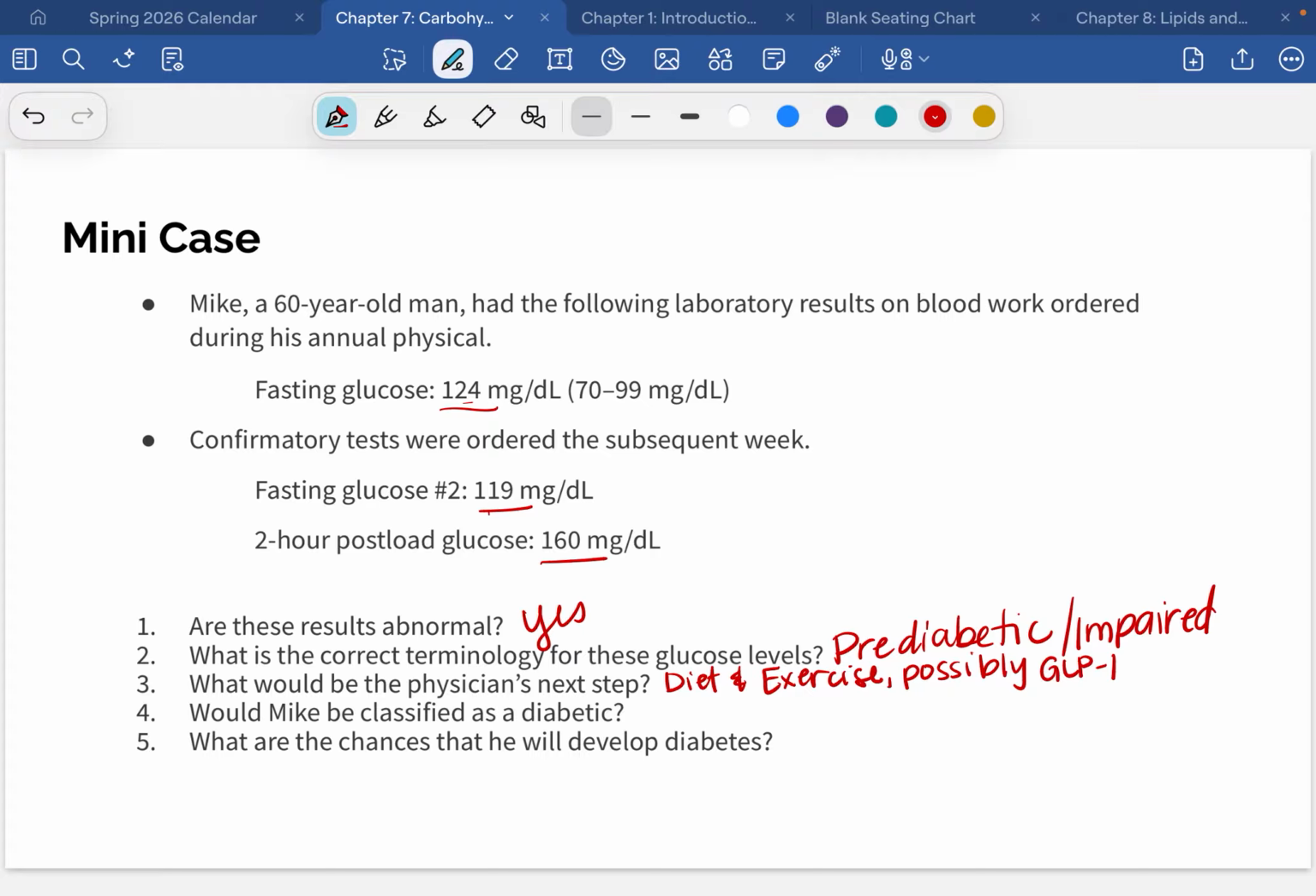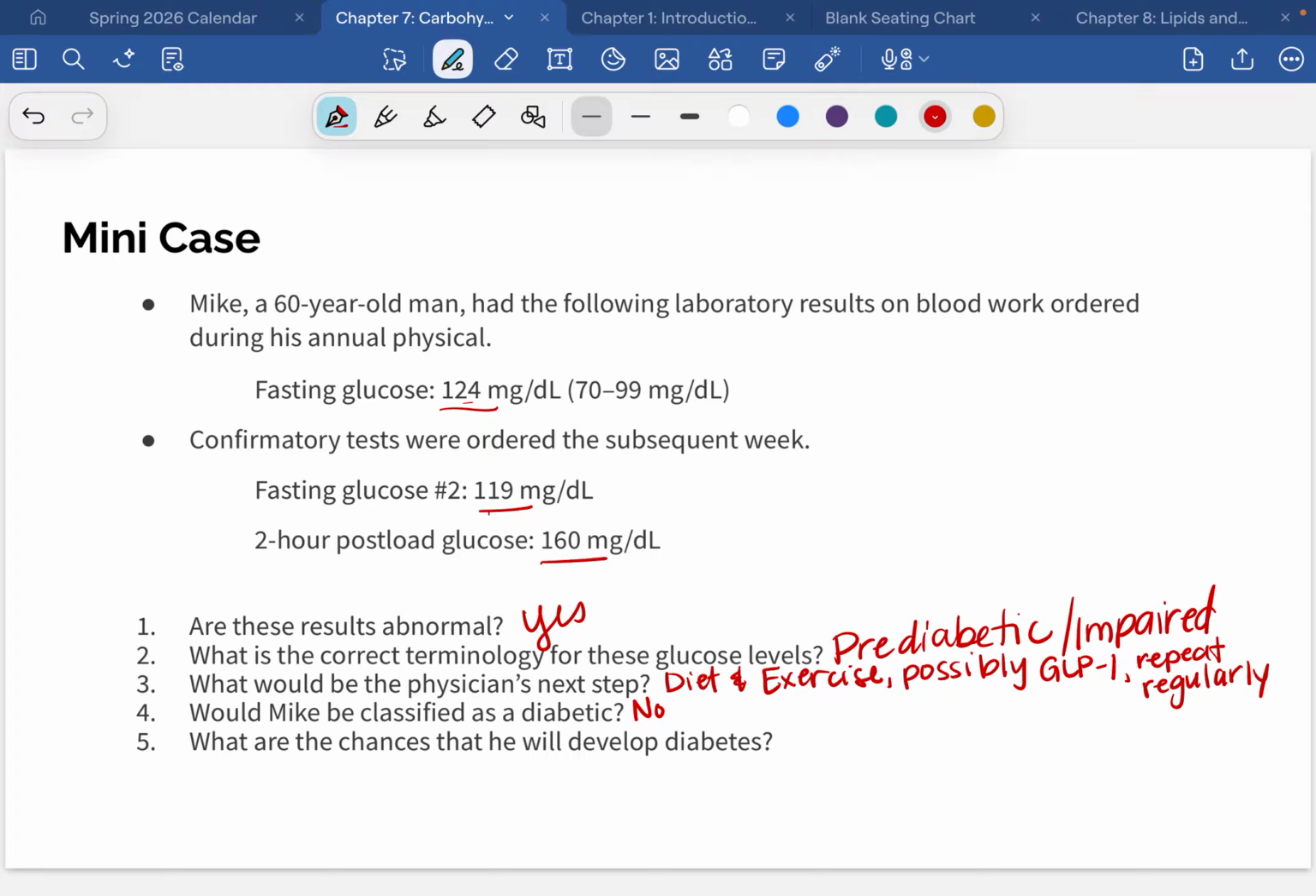And the doctor will also order repeat testing regularly to make sure that his blood glucose levels are being monitored, so that if he ever does become diabetic, that we would know. Okay. And would Mike be classified as a diabetic? The answer is no. As of right now, no, because his fasting plasma glucoses and his 2-hour post-load glucoses don't put him in that range.